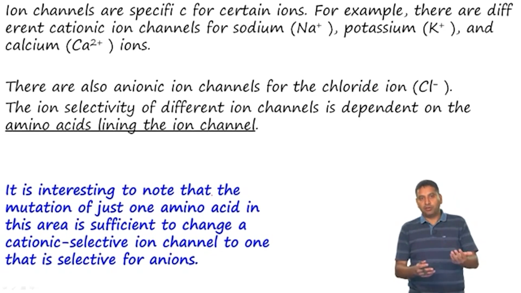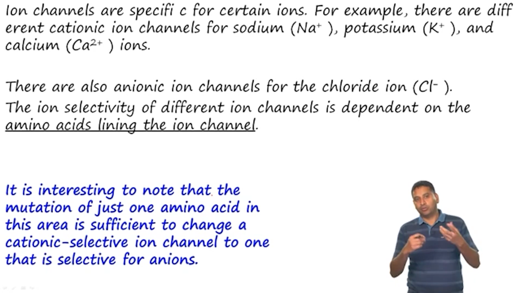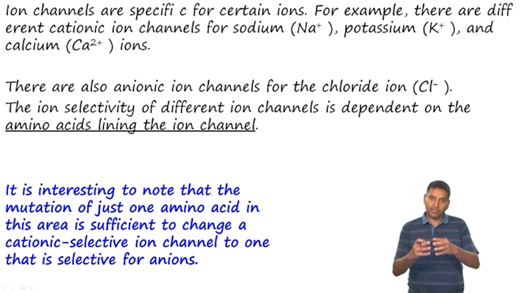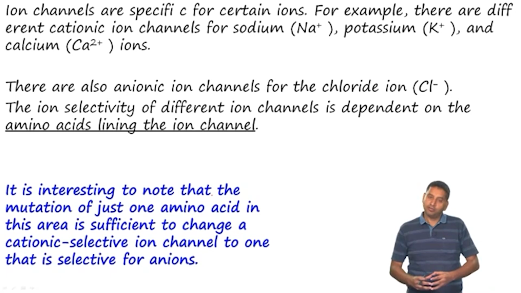So, for example, if you have amino acids which have a positively charged, let us say an amine residue, they would preferentially bind to chloride. And it is also very interesting that the mutation, what is mutation? Mutation is basically replacement of one amino acid with another, is sometimes sufficient to completely change the selectivity of an ion channel. So, therefore, the primary structure of these ion channels are significantly important for their function.